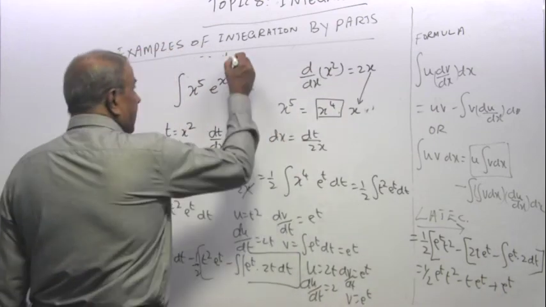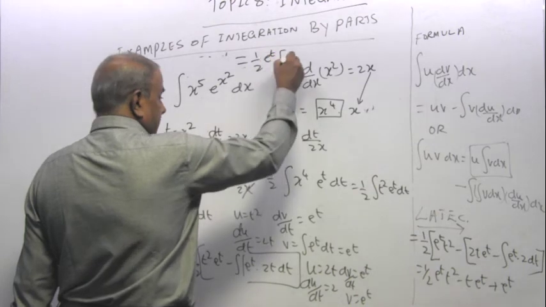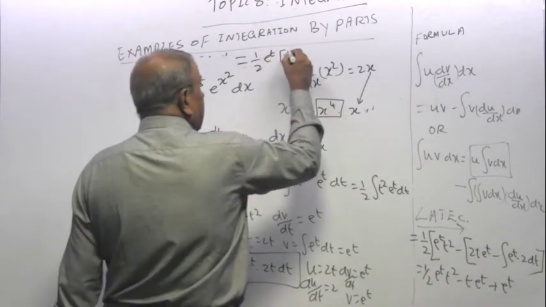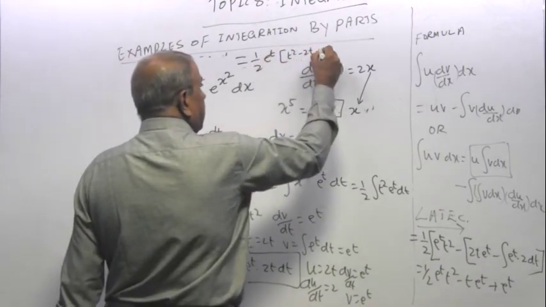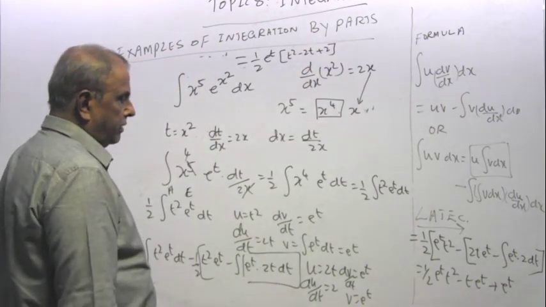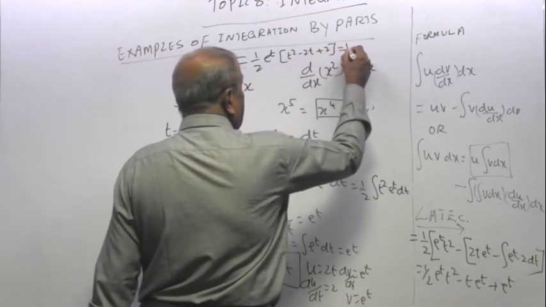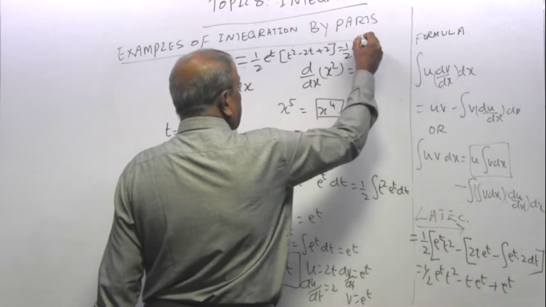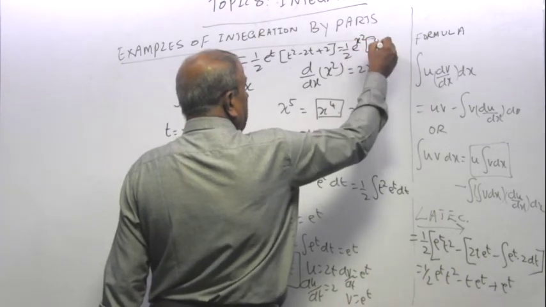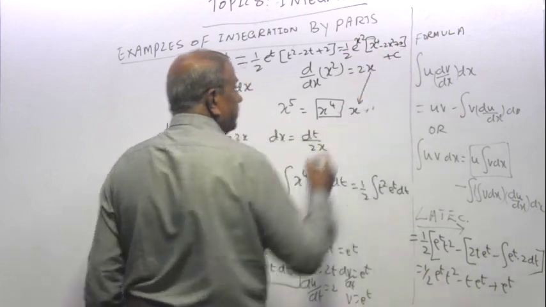So now go back and write it. It will be half e power t times t squared minus 2t plus 2. So that is half e power x squared times x power 4 minus 2x squared plus 2 plus c.